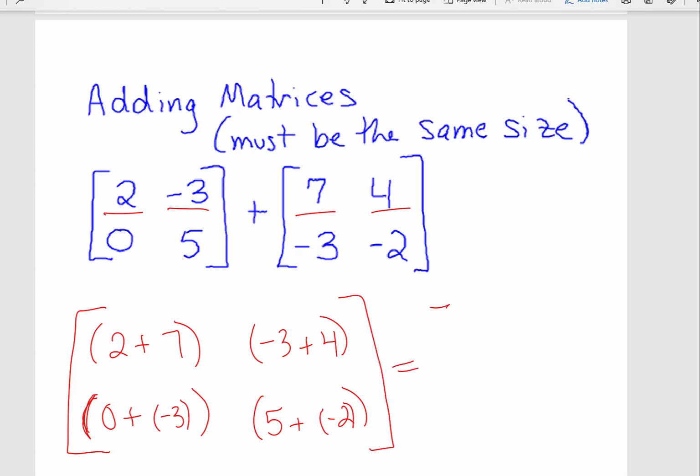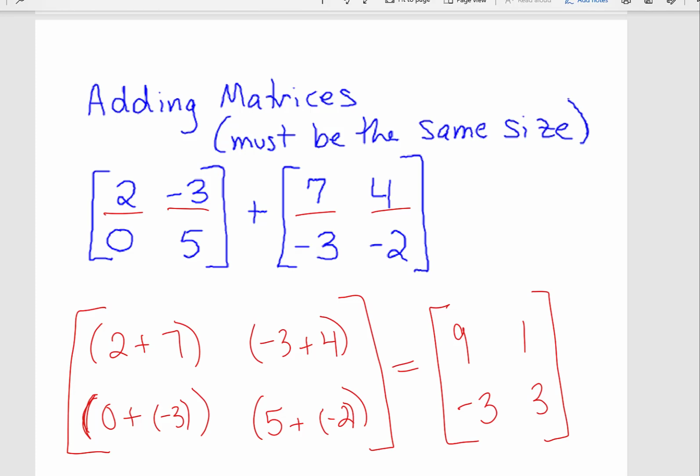So 2 plus 7 would be 9. -3 plus 4 would be +1. 0 plus -3 would be -3. And then 5 plus -2 would be +3. So match those terms up, match each element up, and that's what we add.